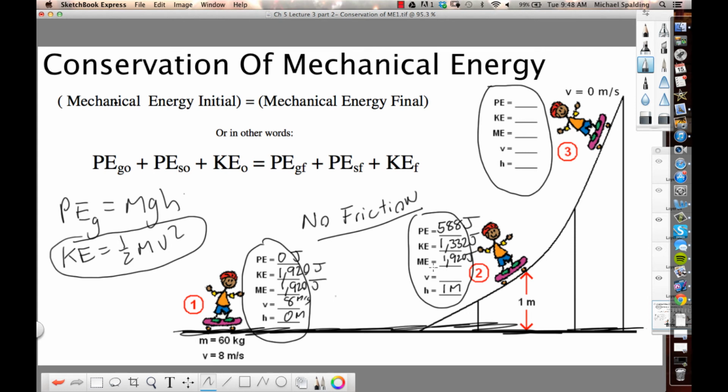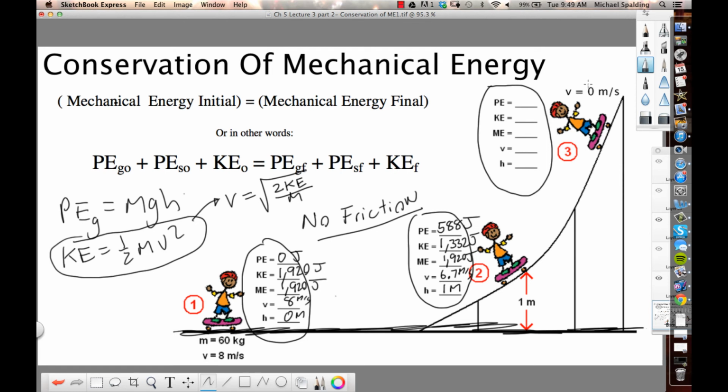Okay, so how do we get the guy's velocity at this point? Well, you take the kinetic energy equation. Velocity is going to be the square root of 2 times kinetic energy over the mass. Just rearrange the kinetic energy equation, and we find out that he's going, is it 6.7? 6.7 meters per second.